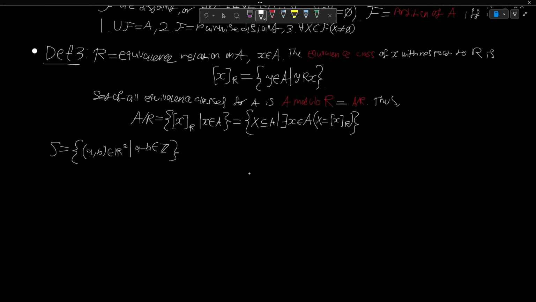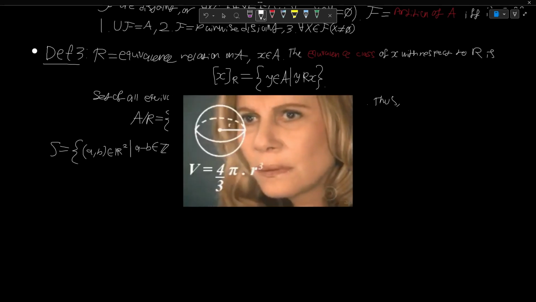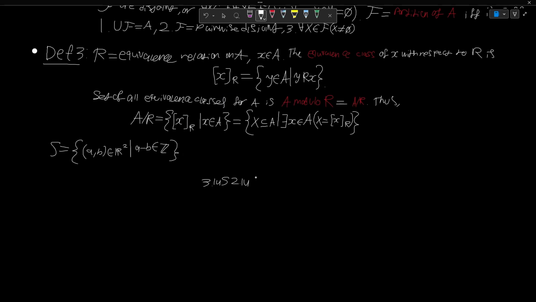And just for a last example, let S be the set of all (a, b) in R^2 such that a minus b is an integer. So for example, 3.14 would be S-related to 2.14, since 3.14 minus 2.14 is 1, which is an integer. But it is not the case that 3.14 is S-related to 2.72, since that difference is not an integer.